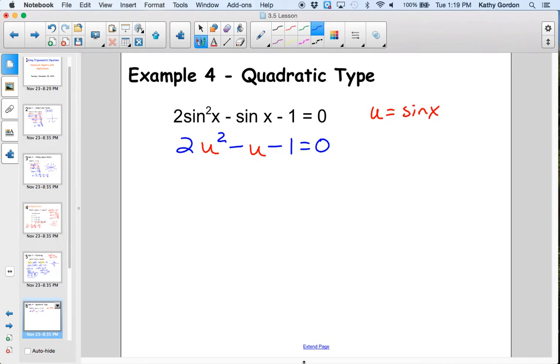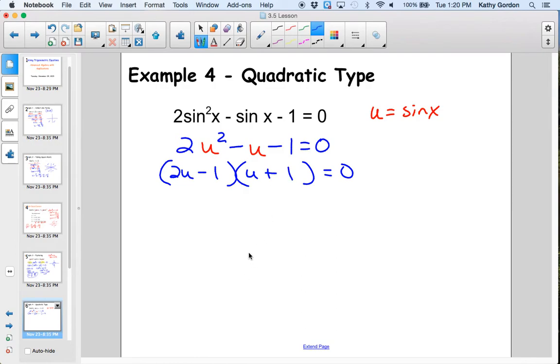Can you deal with that? Yeah, now it's just quadratic. We've been doing those for 2, 3, 4 years now. Okay, so let's deal with it as a quadratic. What can we oftentimes do to solve a quadratic? Factor. So can I factor 2u squared minus u minus 1? Yes. What would it be? 2u minus 1 and u plus 1.